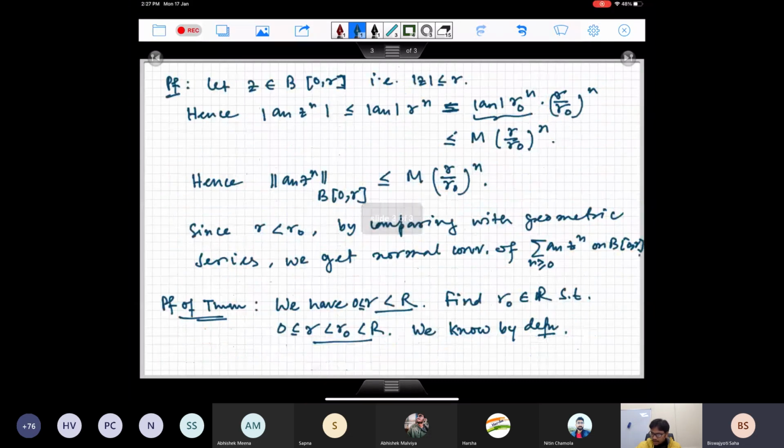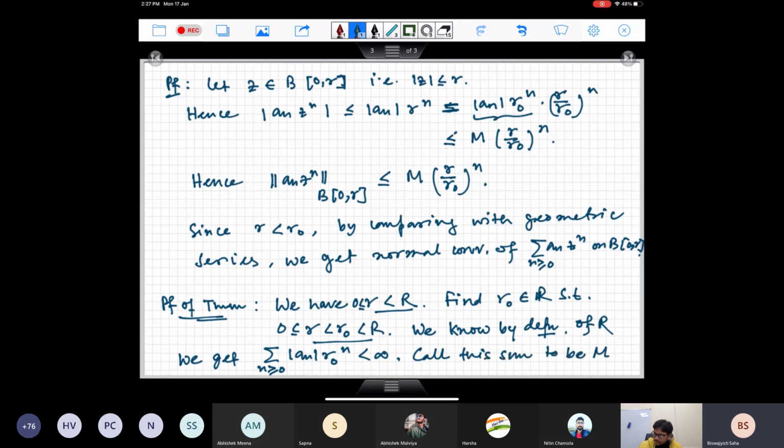So therefore, at little r naught, what can I say? By definition of R, we first get convergence, exactly, we get that this sum is finite. Correct? Agreed, all of you? Yes. So once we have that, call this sum m. Now you notice each of the individual terms, |a_n| r naught to the power n, is going to be less than or equal to m. So this sum I am calling m, and each of them is less than or equal to m.